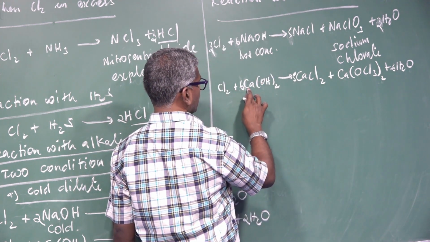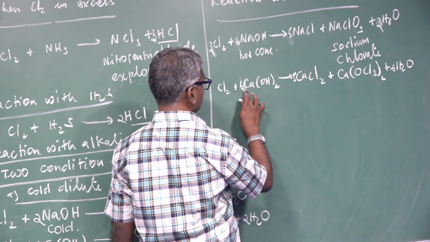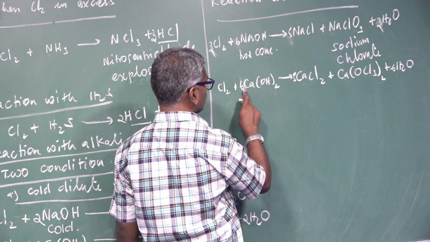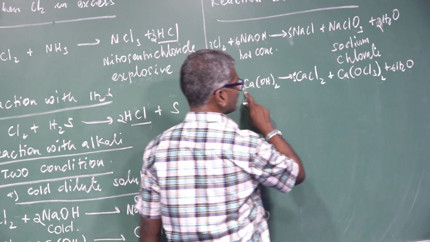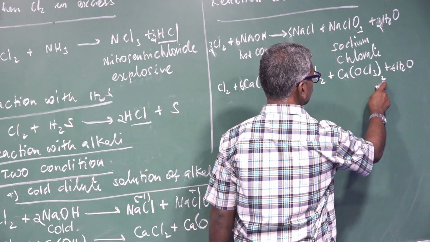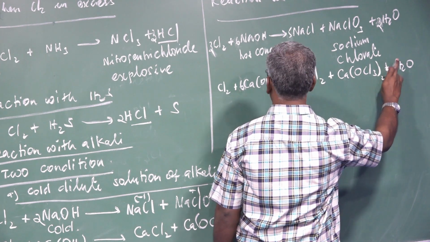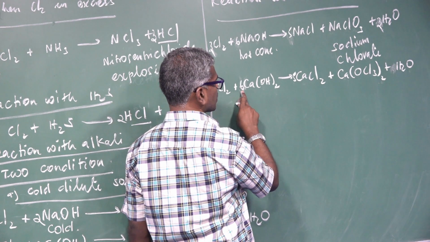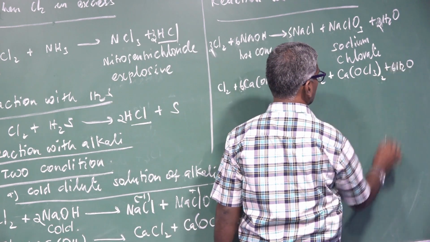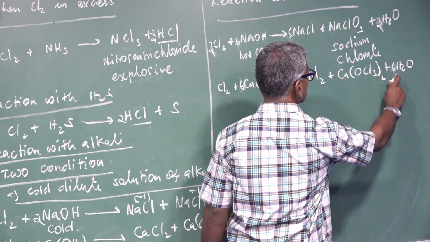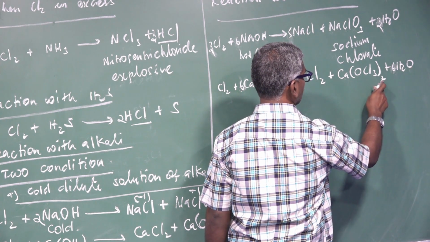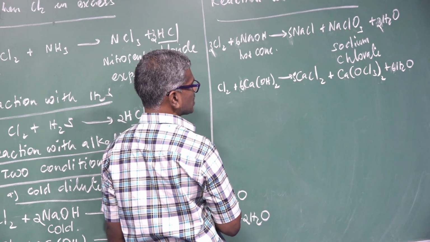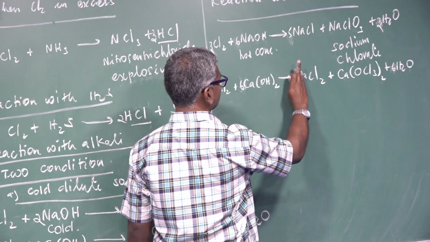So calcium, here 1, 6 calcium, 6 times. Another one is oxygen is 2, 2 plus 6, 12. Here is what? 2. How many hydrogen? Here is 2 into 6, 12 hydrogen. Here is 6 times. How many oxygen? Here 6, here 2, 8 oxygen. So equation is balanced.